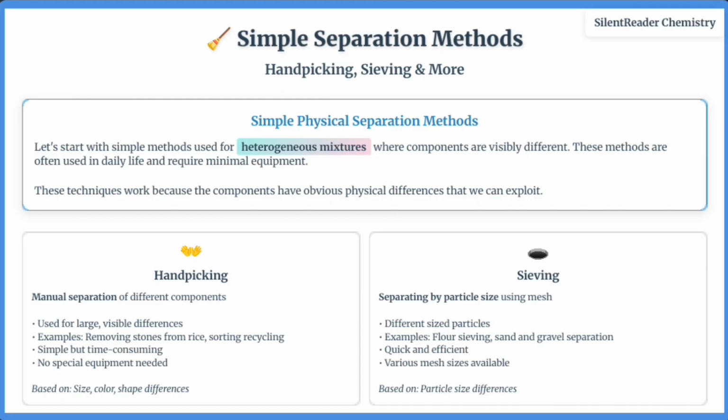Magnetic separation uses magnets to separate magnetic materials, like iron from sand. Winnowing separates by weight using air currents, like grain from chaff. These methods work because components have obvious physical differences. In daily life, we use sieving for flour, handpicking for fruits, magnetic separation for finding pins, and various methods in recycling and household tasks.